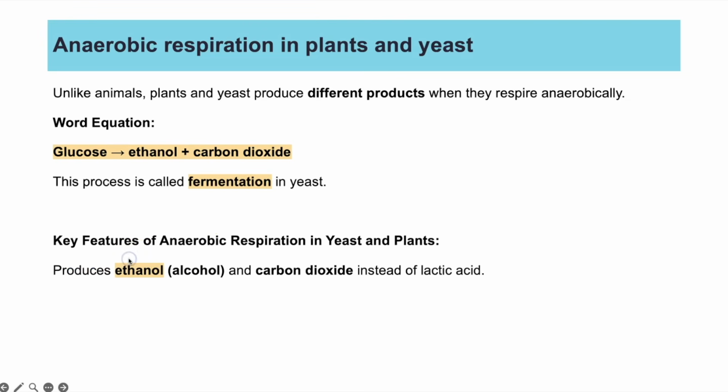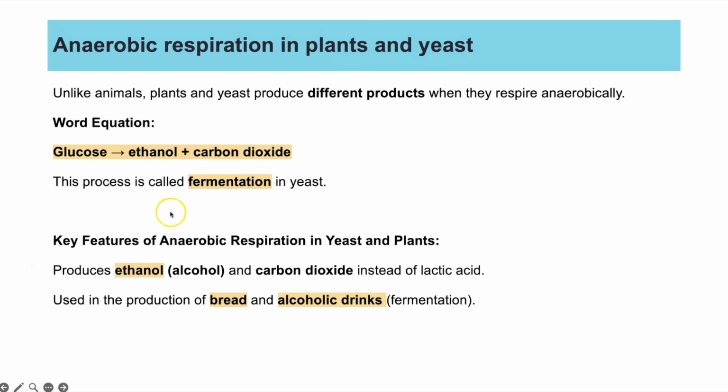So key features then. First of all, you produce ethanol, which is a type of alcohol, and carbon dioxide, and this is instead of lactic acid. Because it's making ethanol, this is what is used to make alcoholic drinks. So you would do fermentation, which means allowing yeast to respire without oxygen, and it will produce ethanol, which is used to make alcoholic drinks. It's also used in the production of bread, because that is going to be harnessing that idea of the carbon dioxide to make the bread expand.